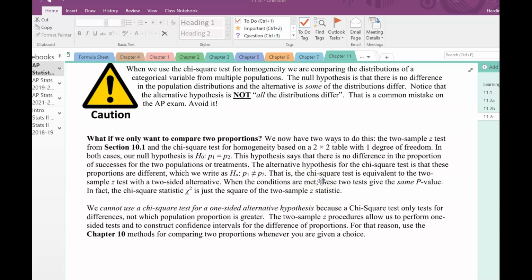One thing to note, though, is you cannot use a chi-square test for a one-sided alternative hypothesis.